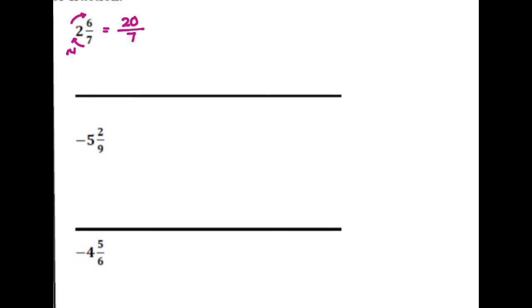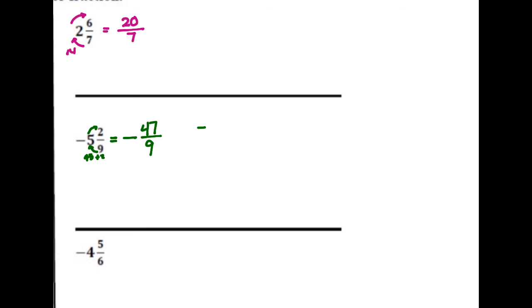Okay, middle one. Now this is the one where you ignore the negative, but you're going to bring it over in our answer. Okay, so we're going to go 5 times 9 is 45, and then we're going to add the 2 from the top, so we get 47. Whoops, that was my negative, wasn't it? Okay, 47 ninths.